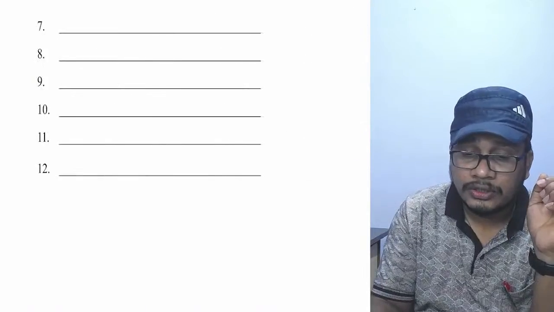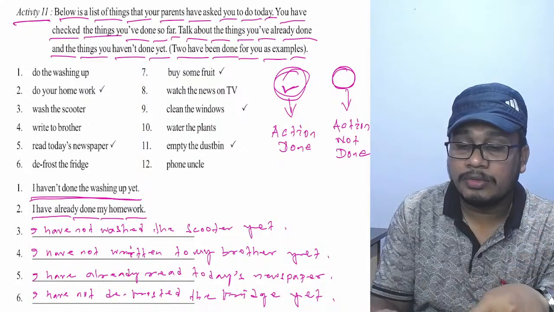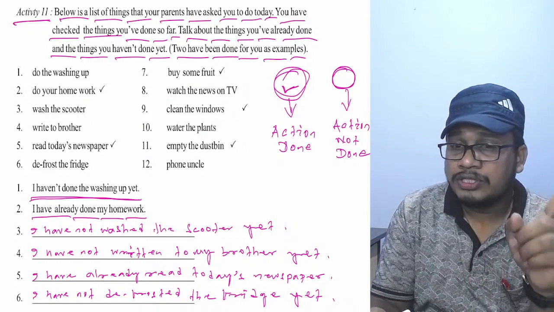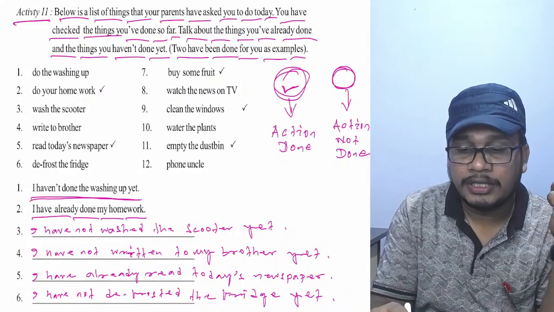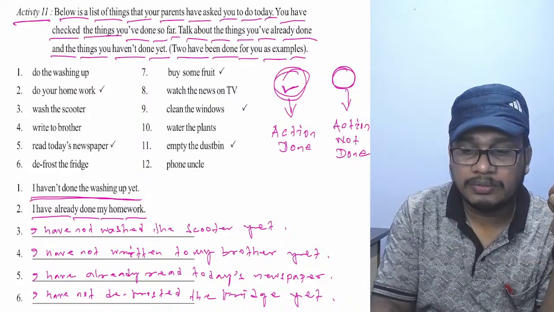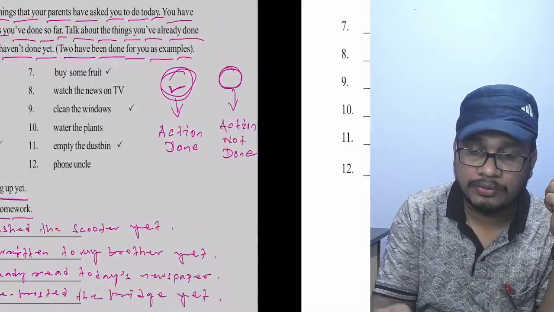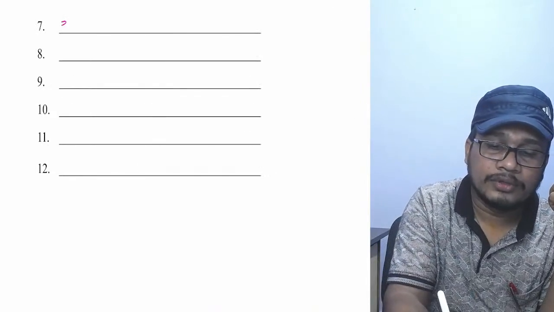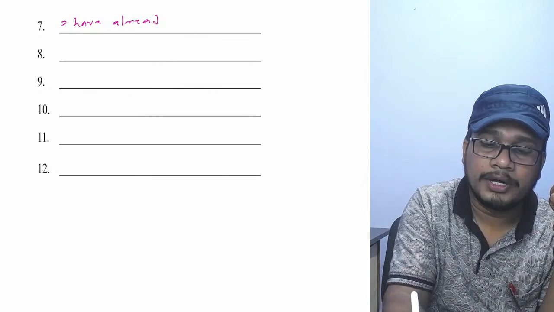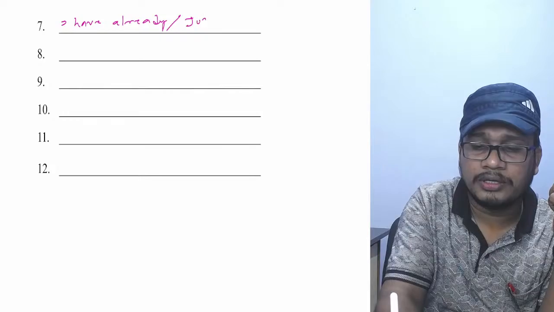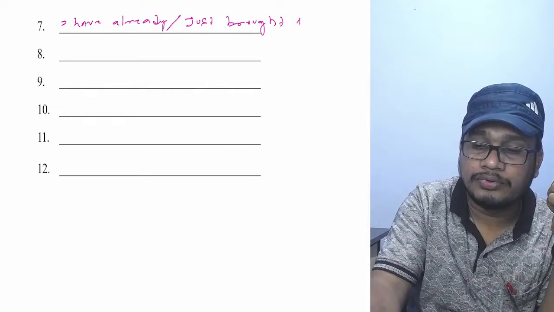Next, the number 7 sentence is given. The tick mark is there, which means you have already done the action, that is buy some fruits. Here a tick mark is given, which means you have already bought the fruits. You have to write: I have already, or you can also write just, bought some fruits.